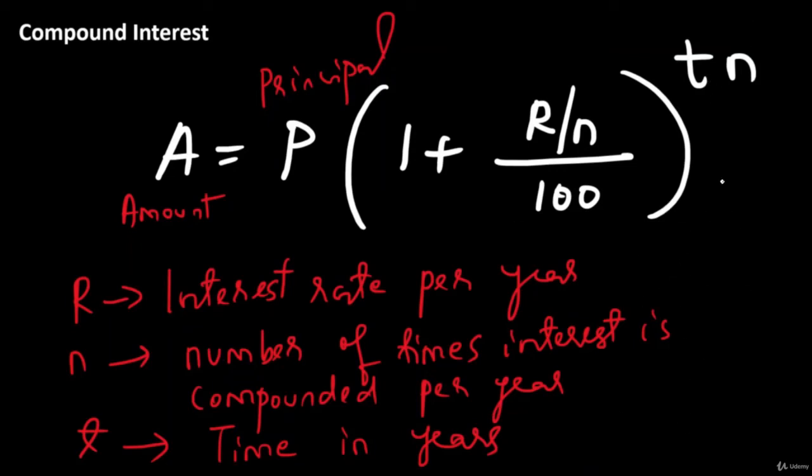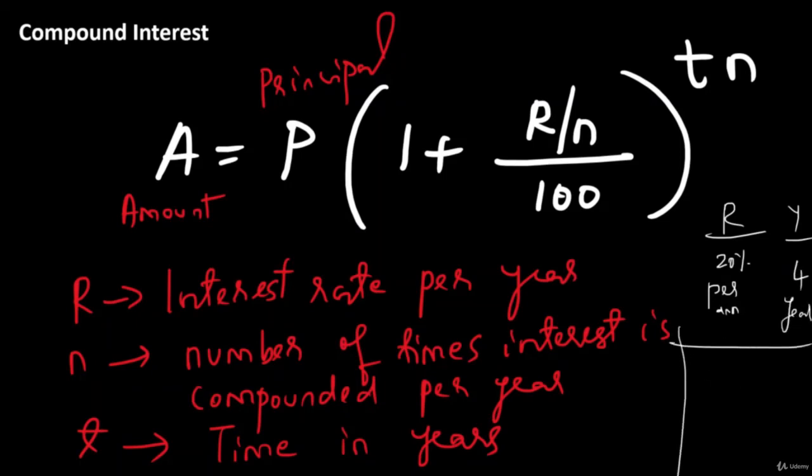Now, again, quickly, let me write over here a few scenarios. Let's say R is equal to 20% per annum. And let's say the time period is 4 years. Now, let's take 2 cases. Let's say it's compounded every 6 months. So I have compounded every 6 months.